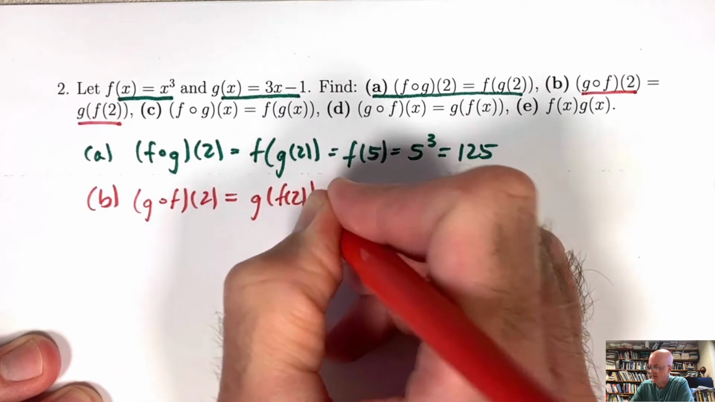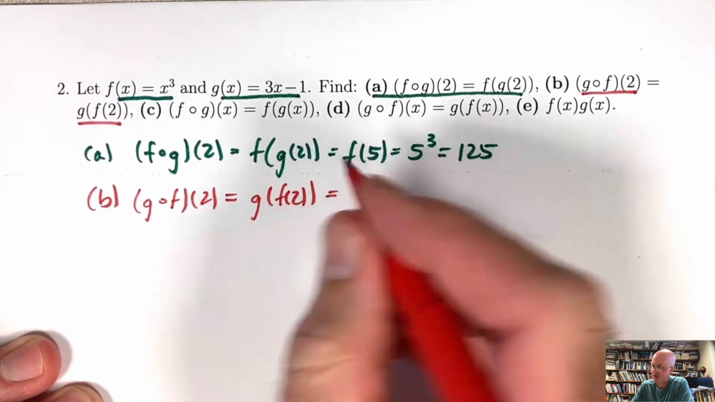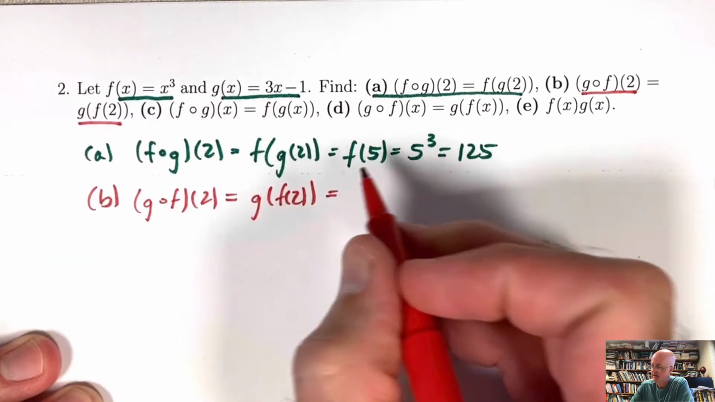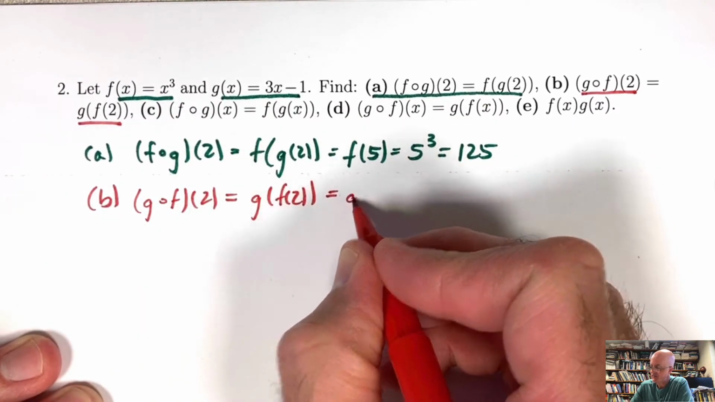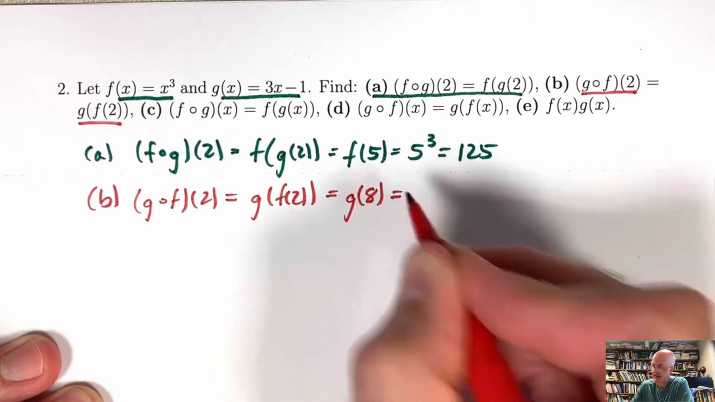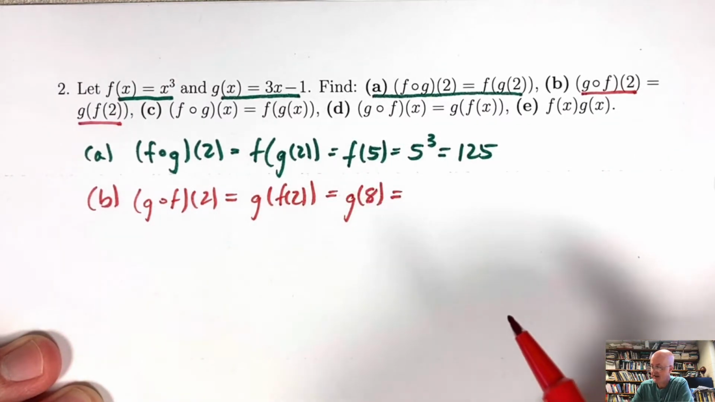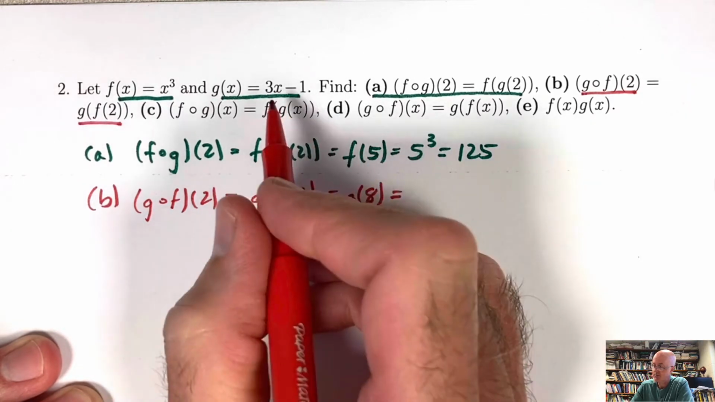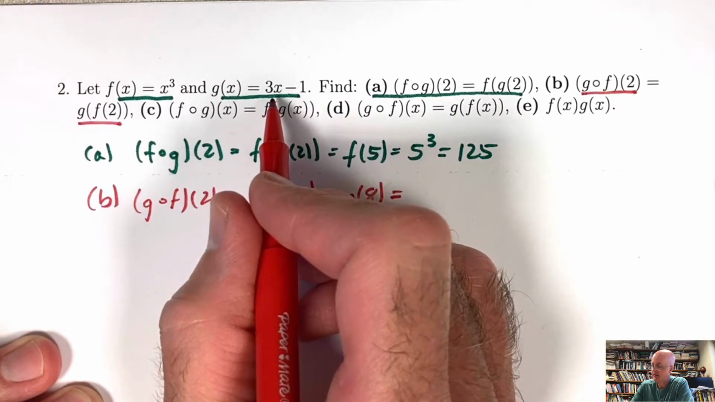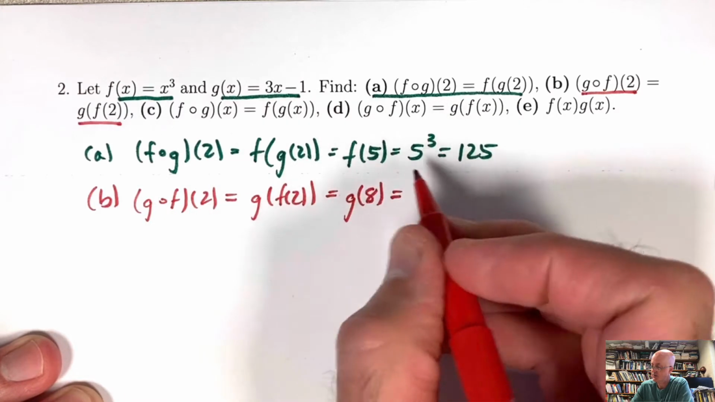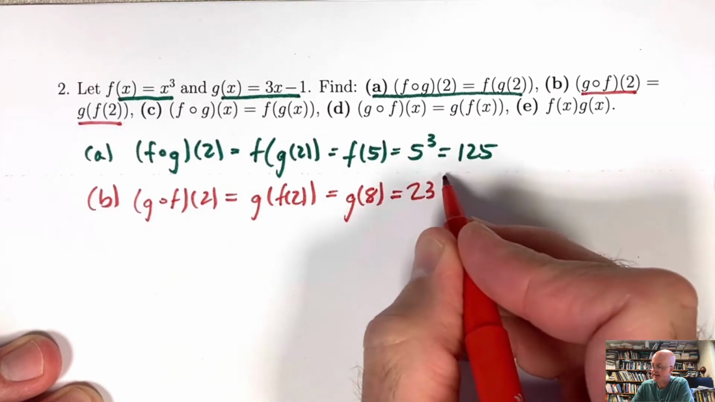So first, I have to work from inside out. What is f of 2? I need to find 2 cubed. 2 cubed is 8. So I need to evaluate g of 8. There's no reason a priori that we should get the same answer as we did in part A. And in fact, we do get a different answer. Plug in x equals 8 here. 3 times 8 is 24. Minus 1 is 23. These are not the same.